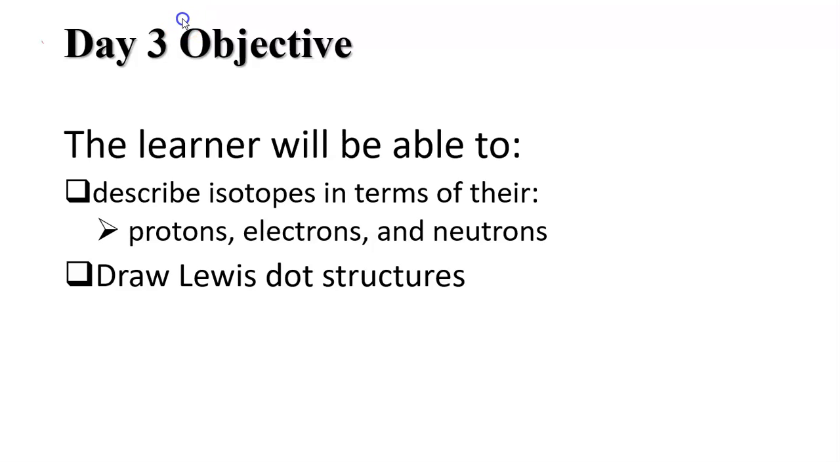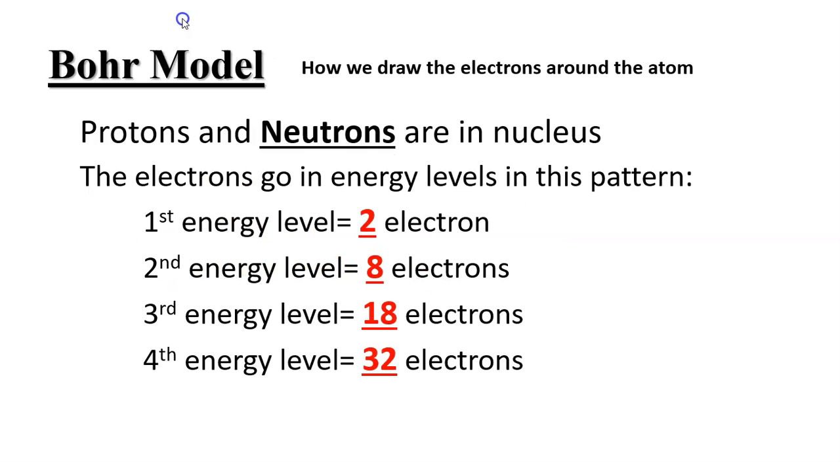We are going to go over isotopes in terms of their protons, electrons, and neutrons, and we're going to learn how to draw Lewis dot structures. Alright, so starting off, we're going to look at our Bohr model, which is how we draw the electrons around the atoms. Your Bohr model is how you draw your electrons around the atom.